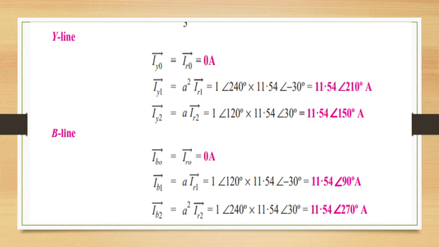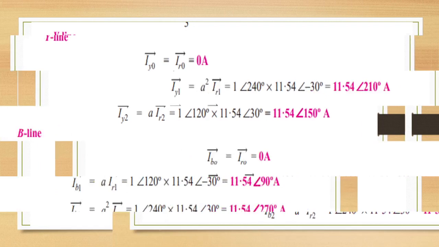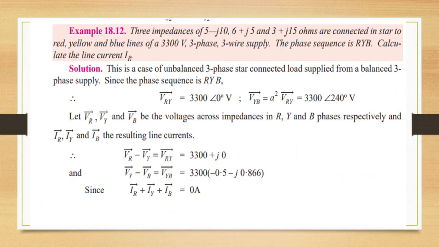For B line, IB0 is IR0, that is 0 amperes. IB1 is A R1, that is 11.54 angle 90 degree ampere. IB2 is A square IR2, that is 11.54 angle 270 degree ampere. Next numerical: three impedances of 5 minus j10, 6 plus j5 and 3 plus j15 ohms are connected in star.